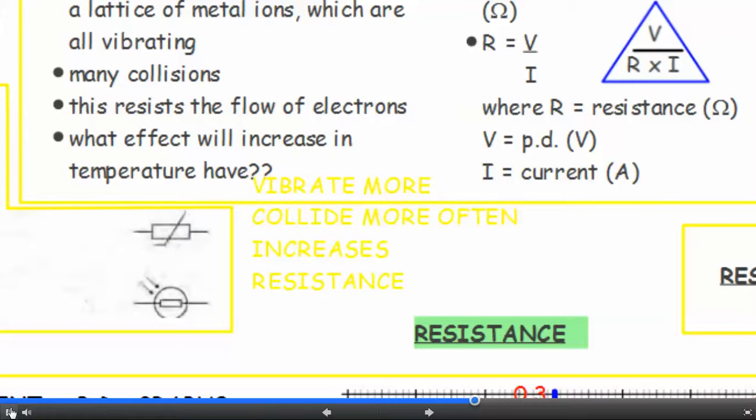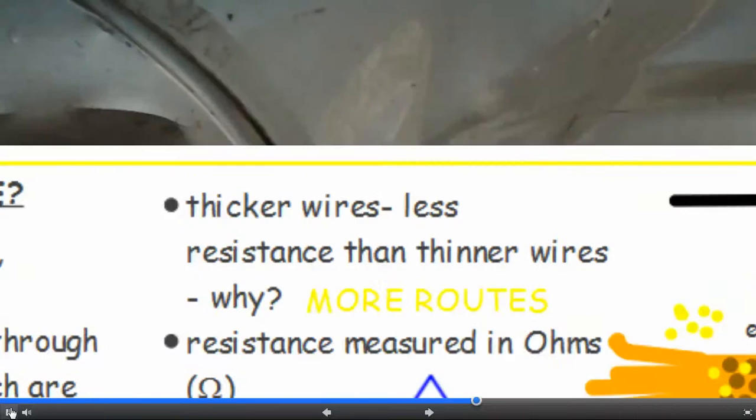Now, an increase in temperature will increase resistance because the ions in the metal wire, in the conductor, vibrate more, so the electrons collide more often. So the higher the temperature, the greater the resistance. Now, the thicker the wire, the less the resistance. The reason why is because there are more routes in a thicker wire for the electrons to find their way round.